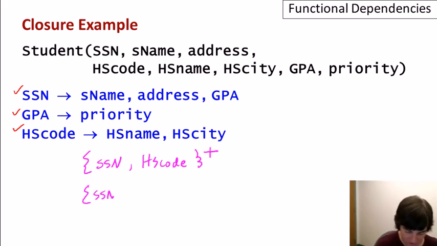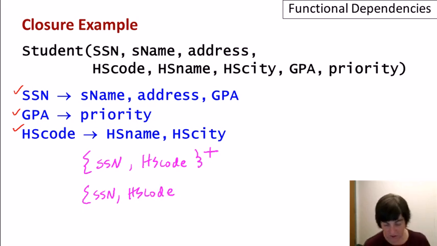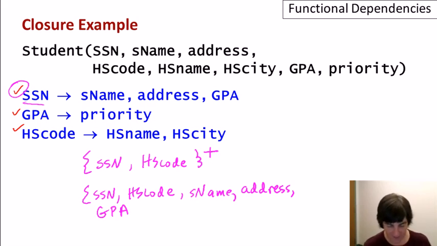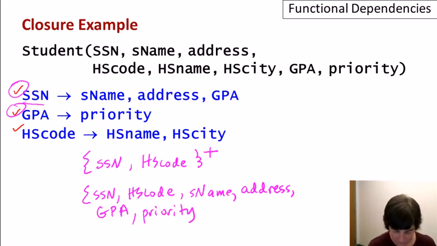So in other words, we want to find all attributes in the student relation that are functionally determined by these two attributes. So the algorithm says start with the two attributes themselves, social security number and high school code, and then add attributes that are functionally determined by ones in the set. So if we start with our first functional dependency here, because we have social security number, that allows us to add the student name, the address, the GPA, and that's it for that one.